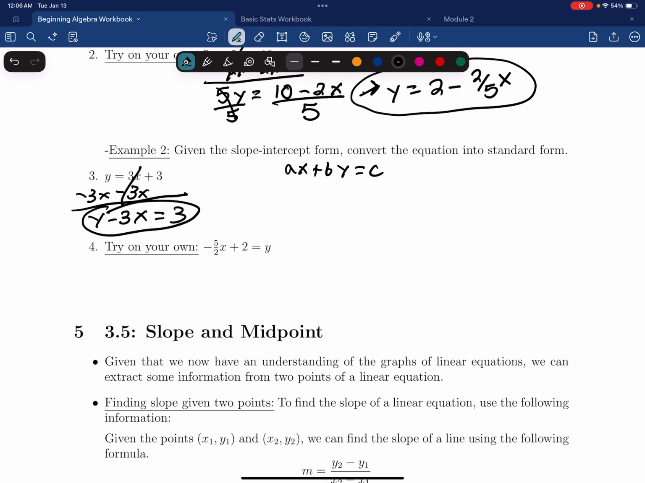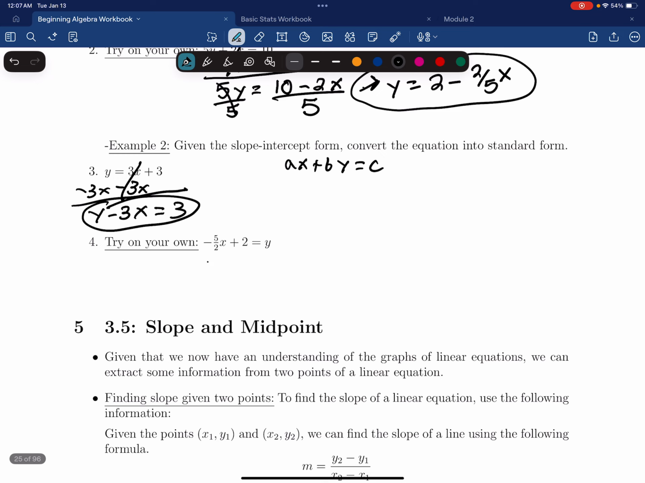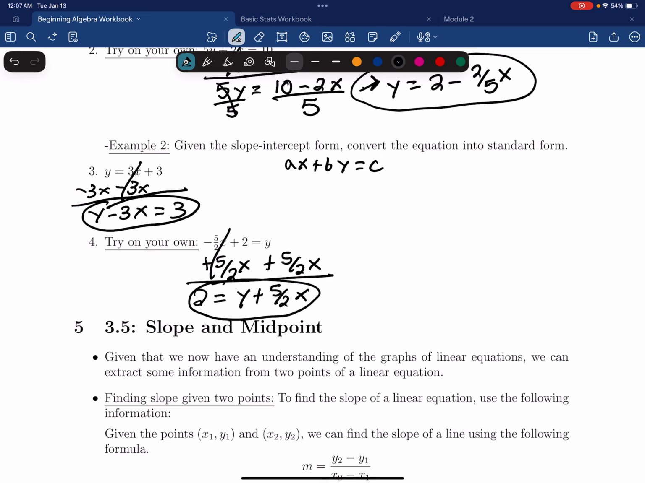And that's standard form. For problem number 4, I encourage you to pause the video and try it on your own. And now let's work through it together. So we have negative 5/2 x plus 2 equals y. So what I'm going to do is add 5/2 x on both sides of the equation. So then I get 2 equals y plus 5/2 x, and that's your final answer.